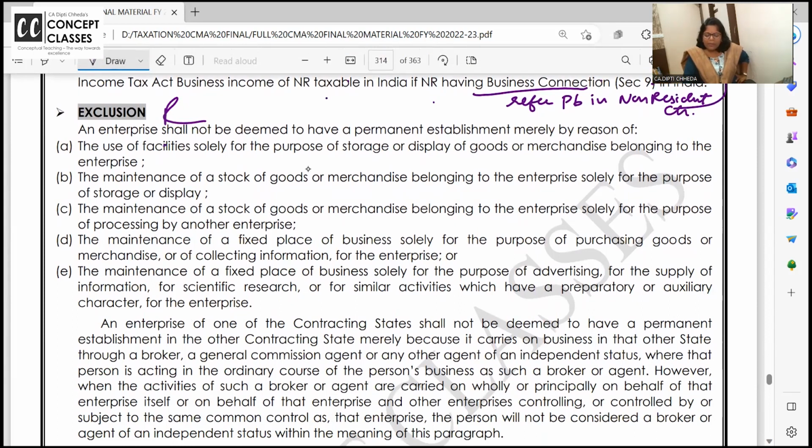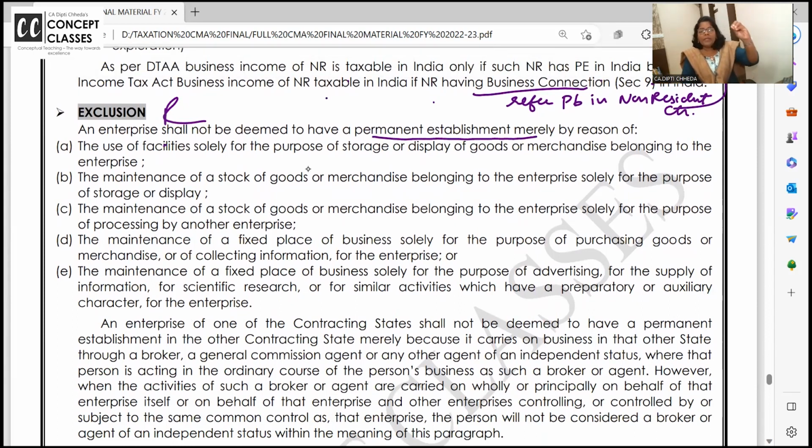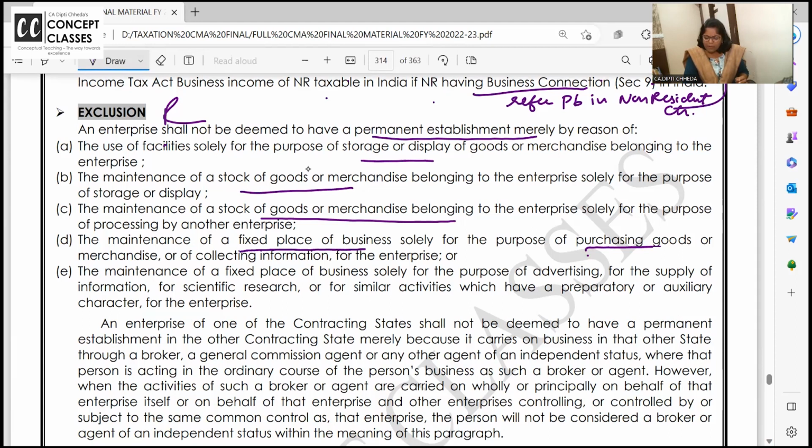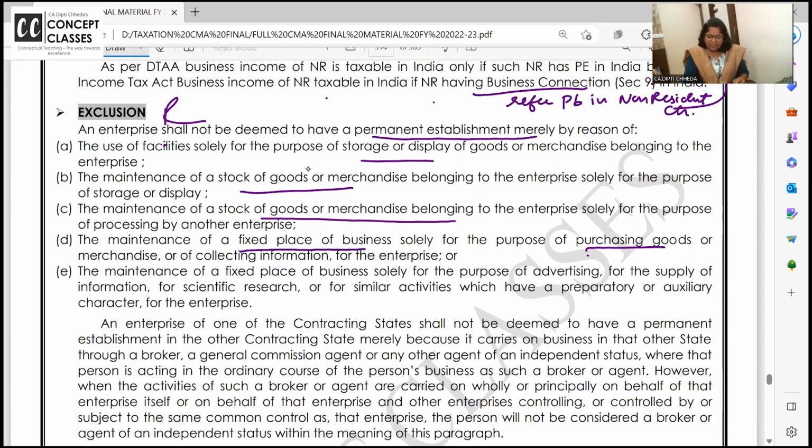An enterprise shall not be deemed to have PE in India merely if he uses facilities for storage in India. Just storing goods in India doesn't mean sales happened in India. He has a stock of goods in India or maintains stock of goods for processing to other enterprise or maintains a fixed place of business just for purchase of goods or maintains fixed place of business for advertising, supply of information, scientific research. Meaning some preparation is going on. Neither they are making the product in India nor they are selling, but just some raw arrangements are done.